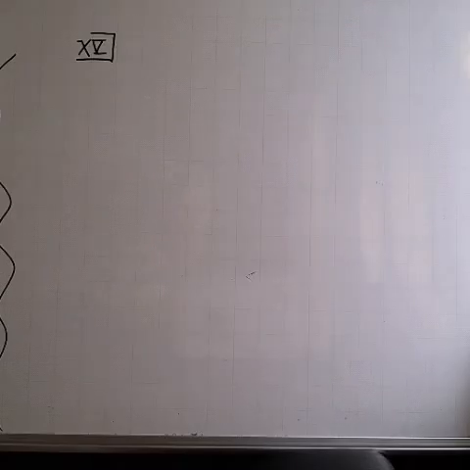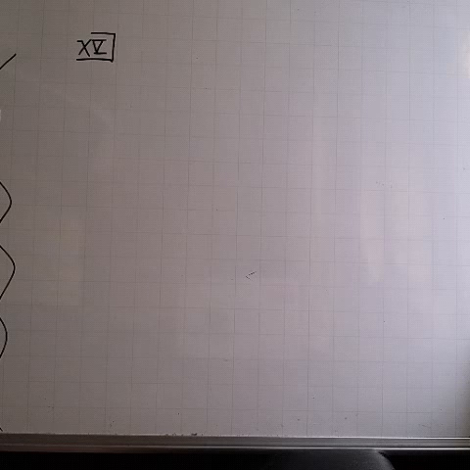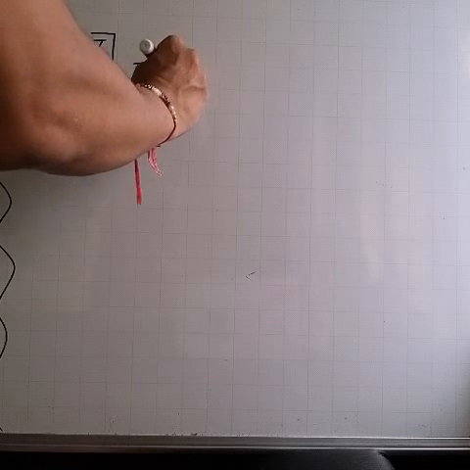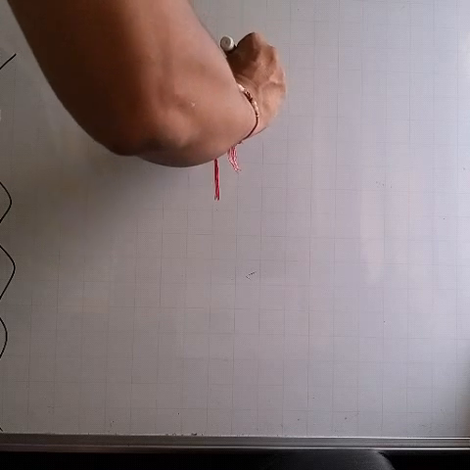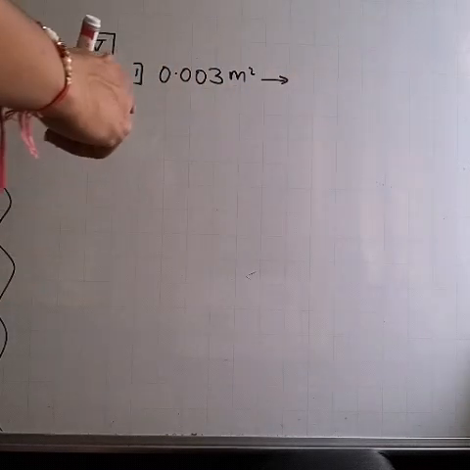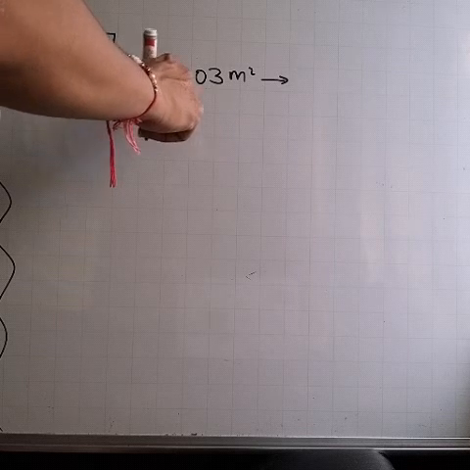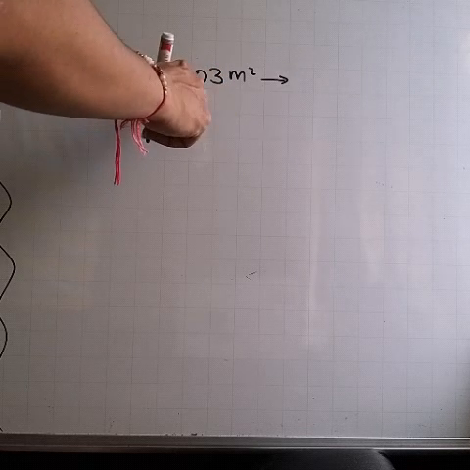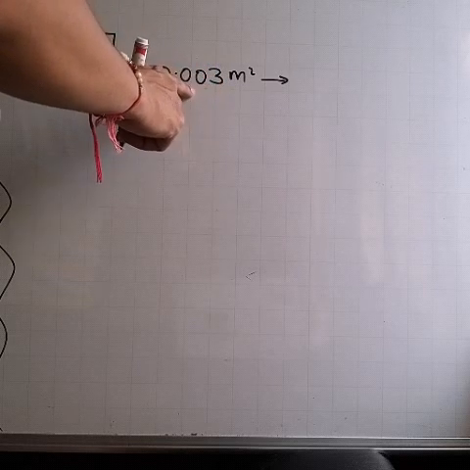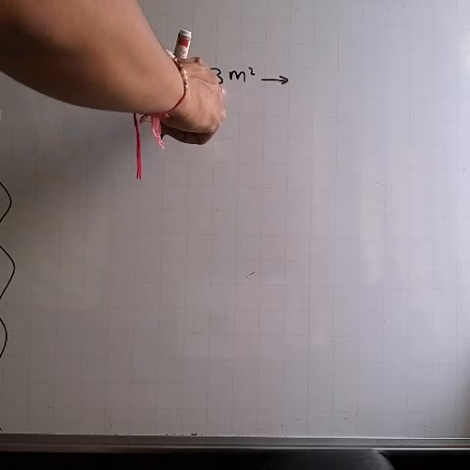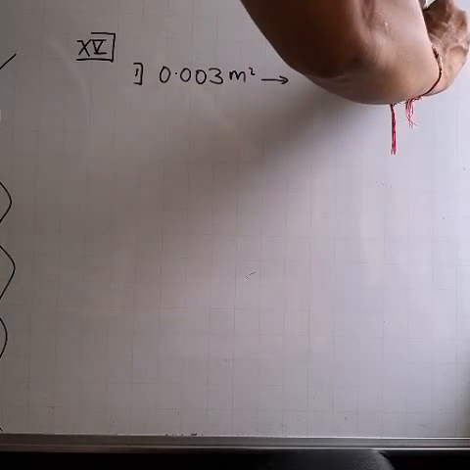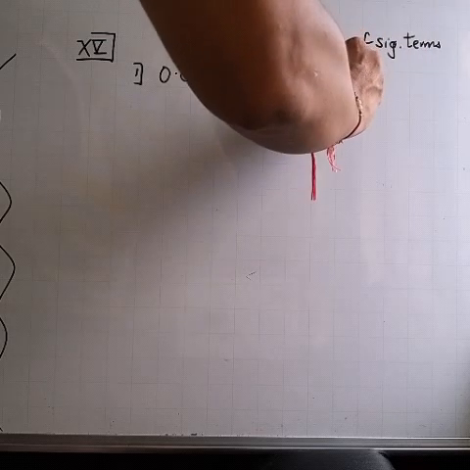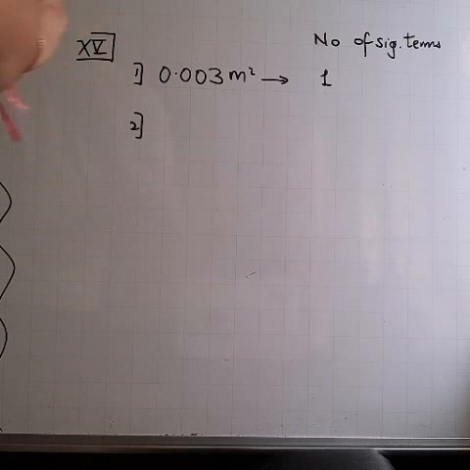We'll now talk about the 15th numerical, which is given in your textbook. You have to write down the significant figures in the following. The first one is 0.003 meter square. Now first check the decimal point and the non-zero. These two zeros are before the non-zero term, which are insignificant, and 3 is significant. So the number of significant terms is only 1.